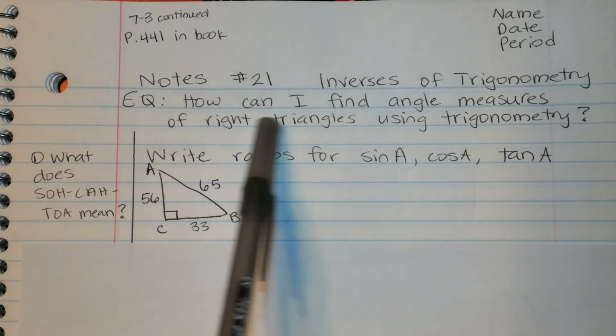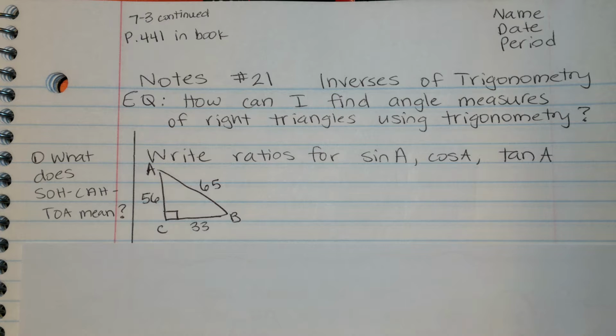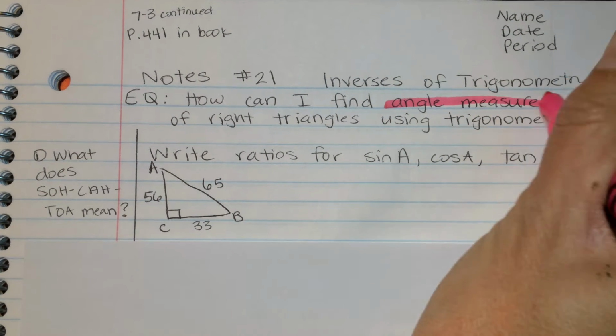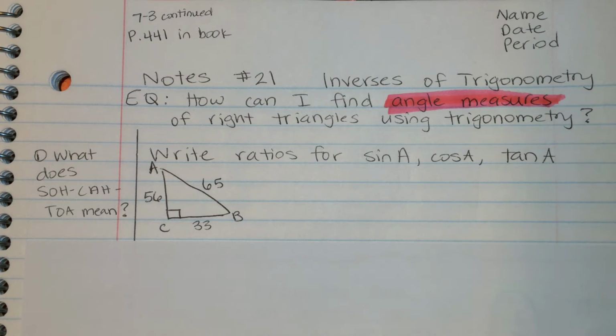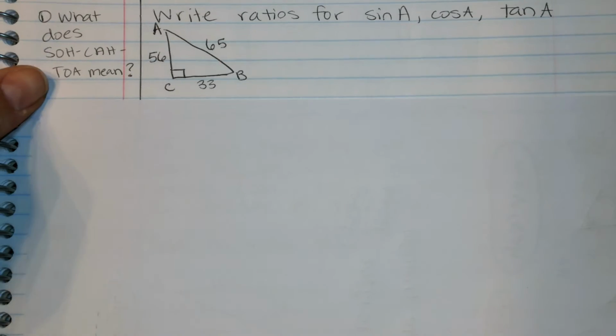Our essential question is, how can I find angle measures of right triangles using trigonometry? So the difference for today is that we are finding angle measures, whereas earlier in the week we were just finding unknown side lengths. So what you'll see today is that the angle measure is not given. It would be a variable or like an unknown. So we should have this written down already and the warm-up should be done. So let's go ahead and get started with the notes.